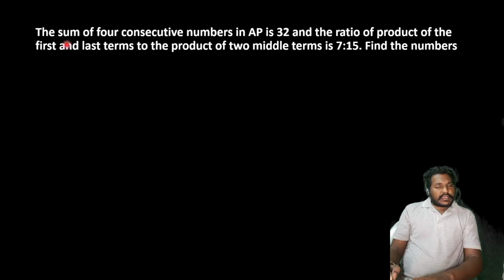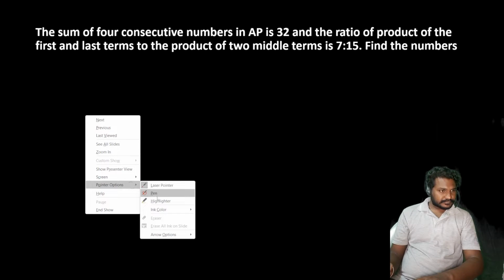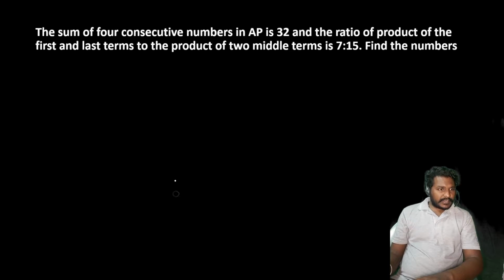Here is a previous board question. The sum of 4 consecutive numbers in AP is 32, and the ratio of the product of the first and last terms to the product of the two middle terms is 7:15. Then we have to find the numbers. That is an important thing.